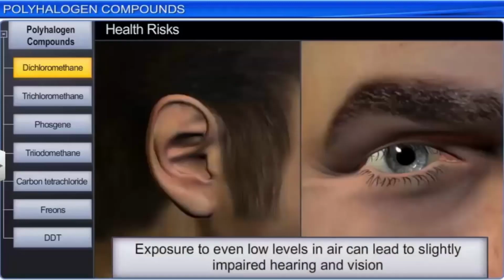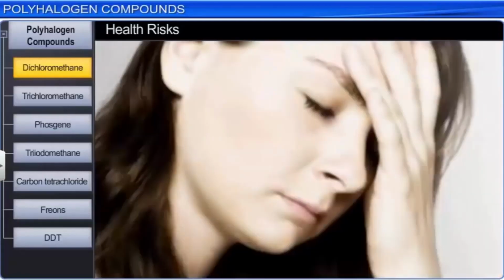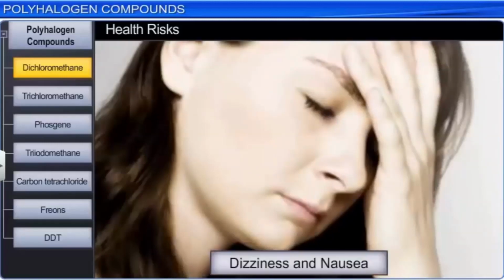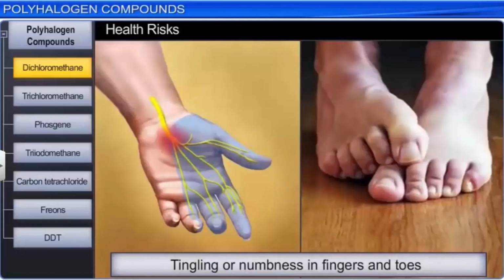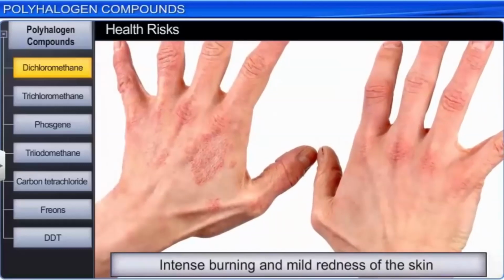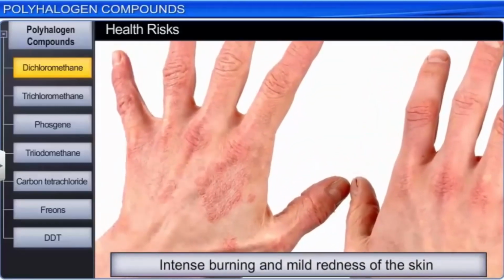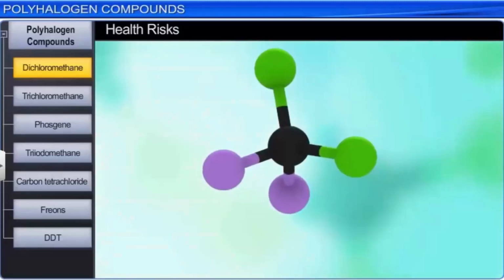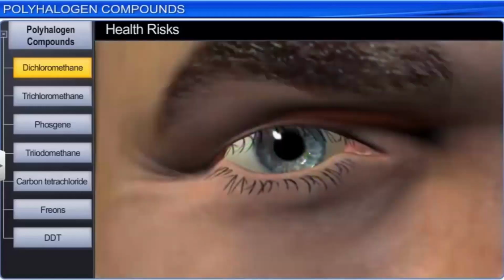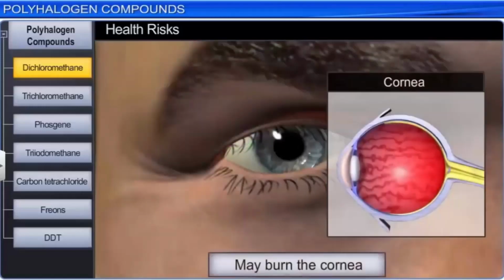Exposure to even low levels in the air can lead to slightly impaired hearing and vision. Exposure to higher levels in the air may cause dizziness, nausea, and tingling or numbness in the fingers and toes. The skin may experience an intense burning sensation and mild redness if it comes in direct contact with dichloromethane. If dichloromethane comes in direct contact with the eyes, it may burn the cornea.